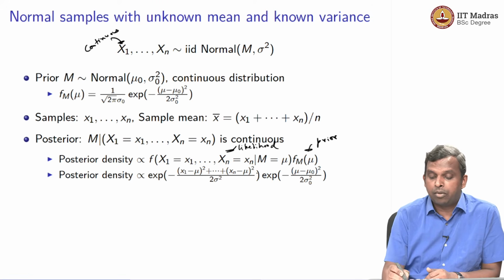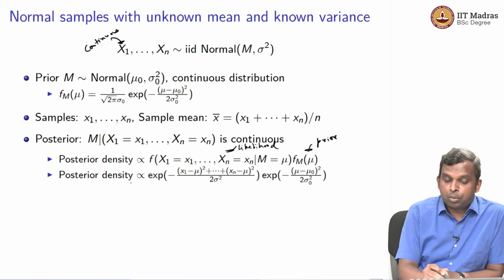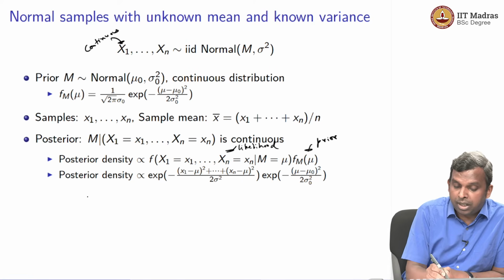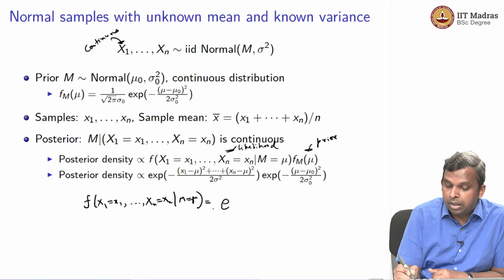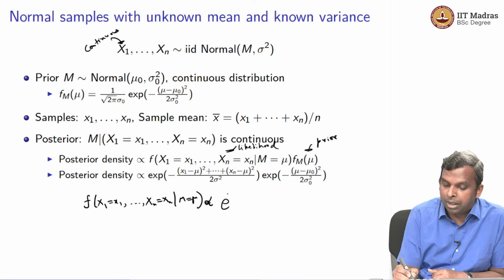Everything is density. Okay, given capital M equals mu, what is the likelihood of x1 equals x1, ..., xn equals xn? So this posterior density you can actually substitute in here. If you look at f of X1 equals x1, ..., Xn equals xn, given M equals mu, this will be proportional to e power minus (x1 minus mu) whole squared by 2 sigma squared, because you'll have the 1 by root 2 pi and all that coming in. I'm not writing that down.